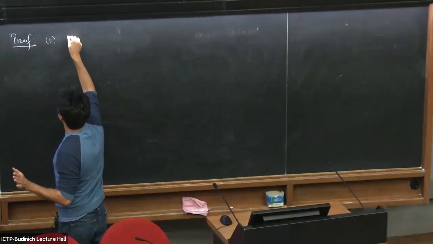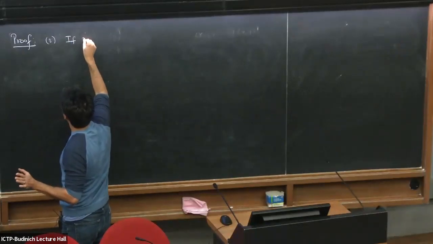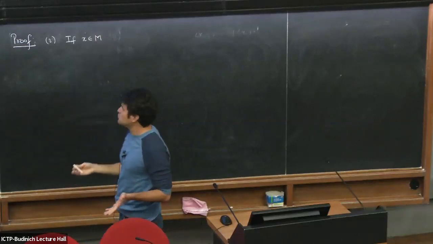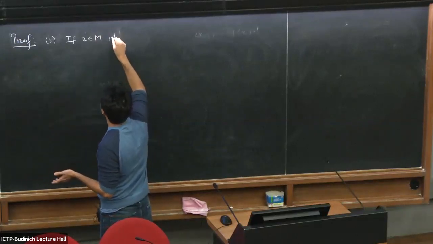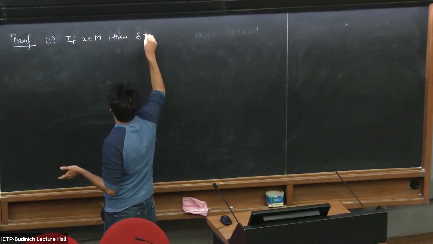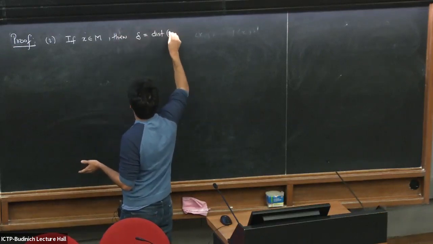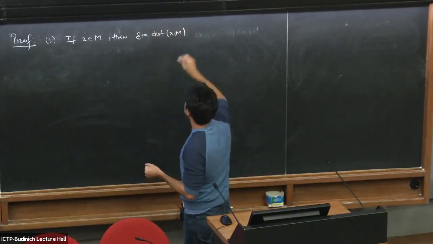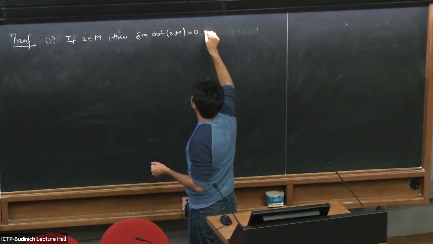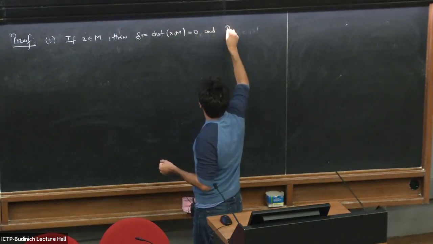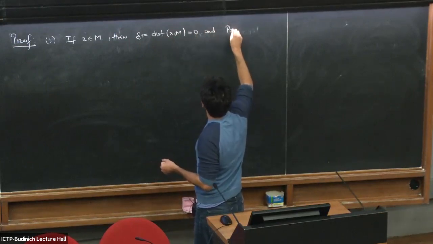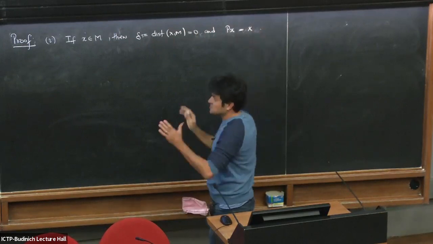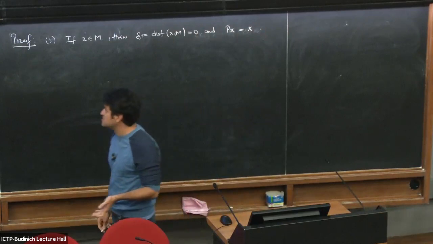So part one. The first thing is that if your point x belongs to the subspace, well, there's nothing to do. Let's call delta the distance from x to M. This is going to be 0, and the only point in the space whose distance to x is 0 is x itself. And we have nothing to do. The projection of the point is itself.